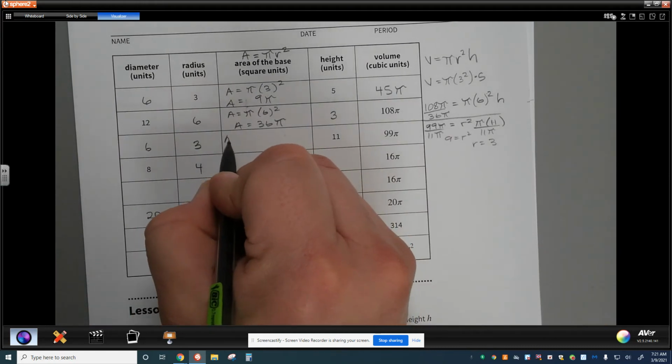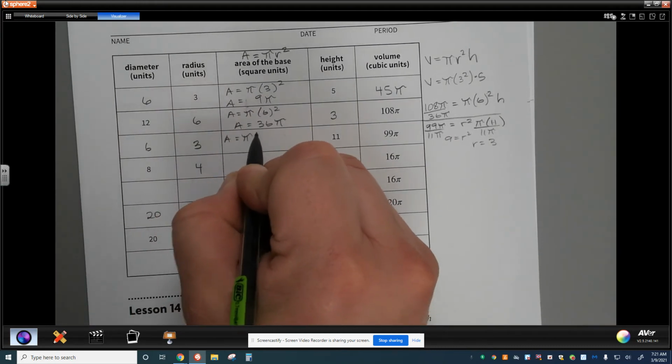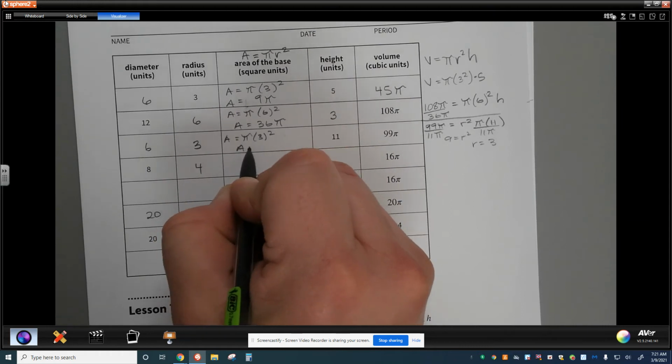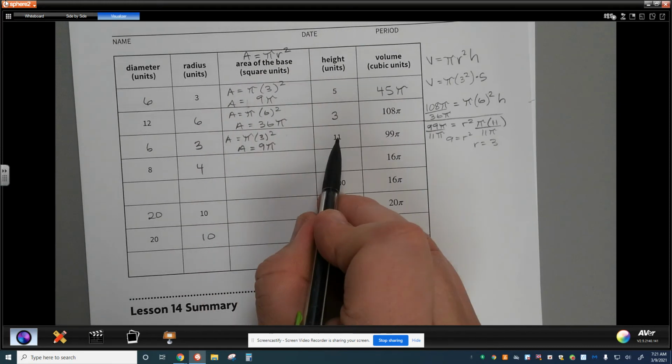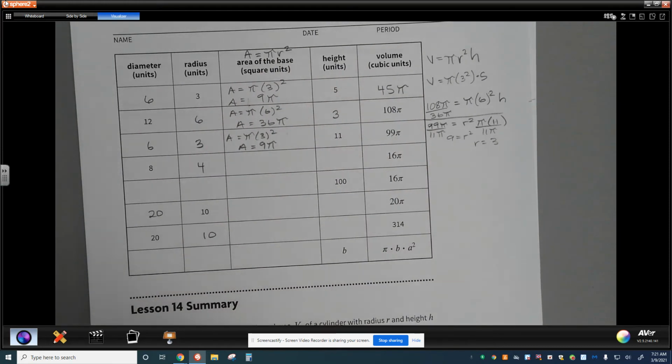Let's just double check. Area is equal to pi times the radius squared, so area is equal to 9 times pi, and 9 times 11 is 99, so I know that I'm good there.